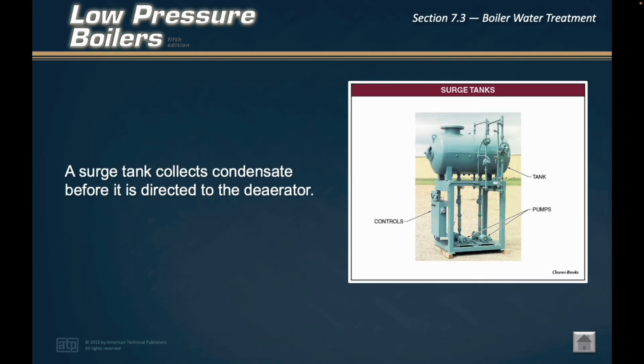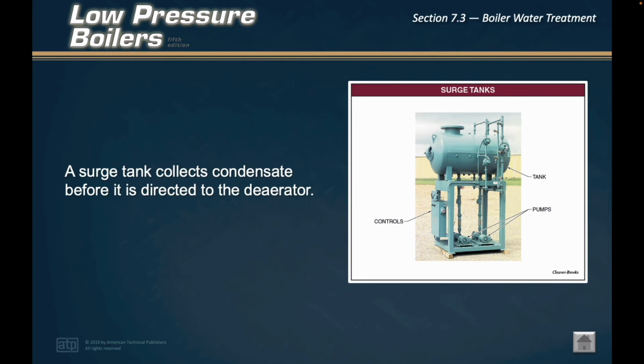A surge tank is a large condensate receiver that is used to collect condensate before it is directed to the boiler or deaerator. A surge tank is used if there are intermittent peak loads of condensate that can exceed the surge capacity of the deaerator, such as varying pressures or temperatures in condensate, or condensate that does not have sufficient pressure to enter the deaerator on its own.